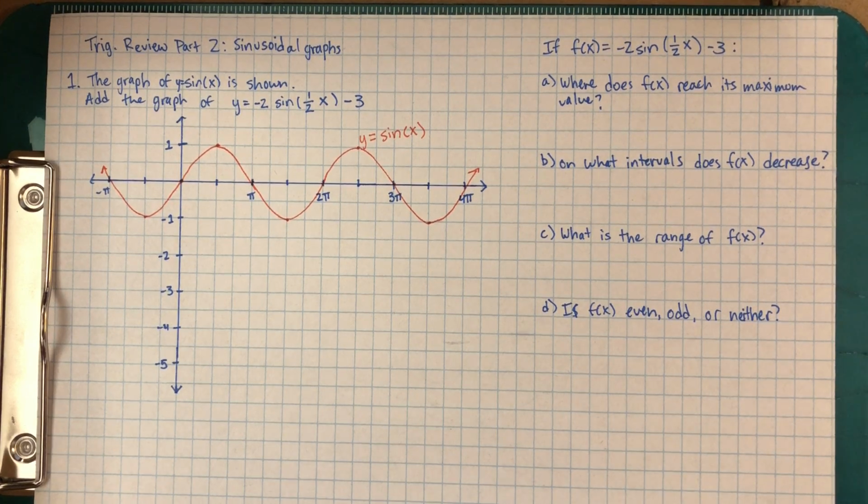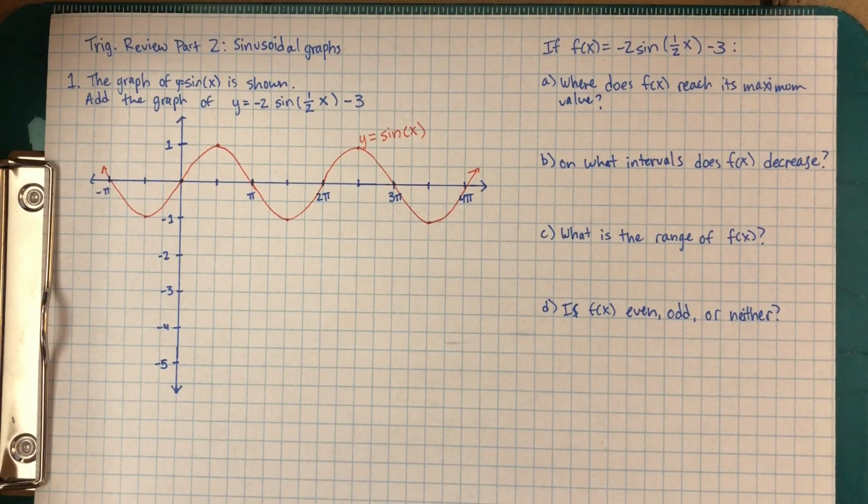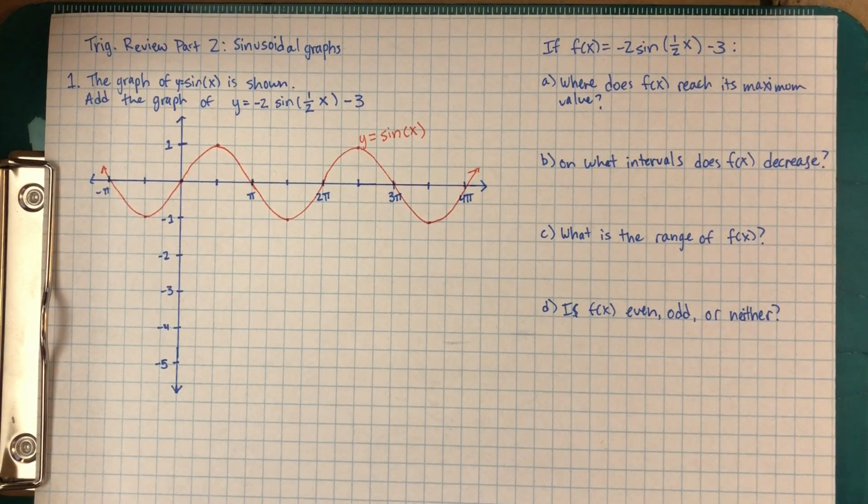Okay, so let's review some trig graphs. First of all, we have here the graph of y equals sine of x. And let's just review some features of this. So the domain is all real numbers because it goes to the left and right forever in both directions with no breaks or anything like that.